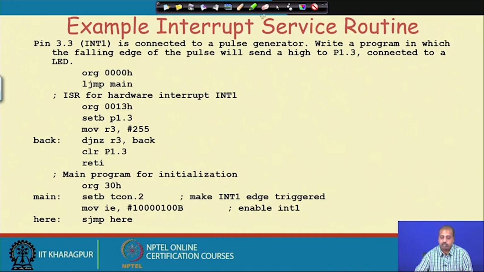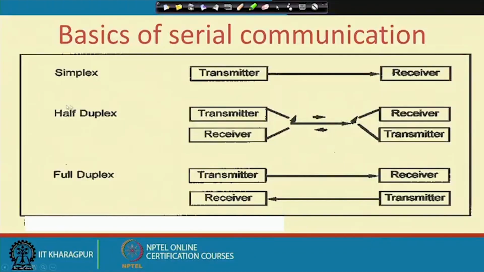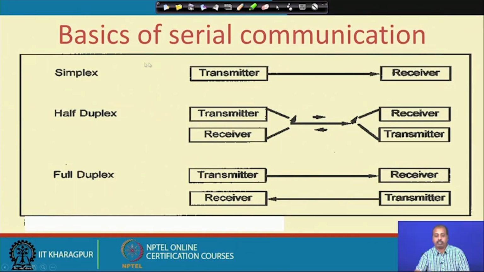Okay. So, next we will look into serial communication. In case of 8085 we have seen the serial communication. In case of 8051 also serial communication is possible, and we will see how this is done. There are some dedicated pins for that purpose as well. So, how to do the serial communication in 8051. Just to recapitulate, we have the basic serial communication modes like simplex, half duplex and full duplex.